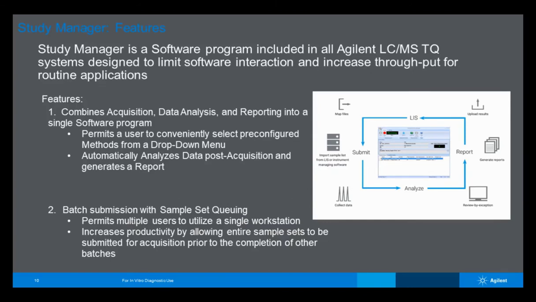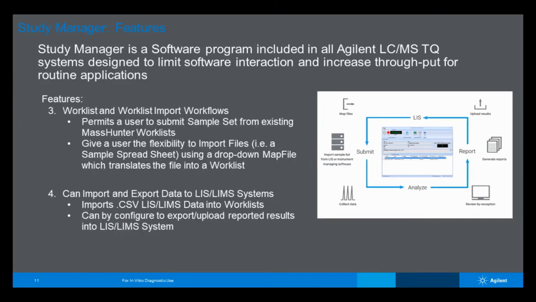You can imagine a situation where users prep their samples, set the tray into the instrument, run through the Study Manager workflow, and walk away because we're doing automated data analysis and reporting. Their colleague would be able to walk up shortly afterwards with their prepped samples, submit them into the Study Manager software as well, and walk away. As soon as the first one finishes, the second one would start. That increases their labor utilization rate because they'd be able to do other things too. Again, it allows entire sample sets to be submitted for acquisition prior to the completion of other batches. So that's where batch queue submission really fits in as well.